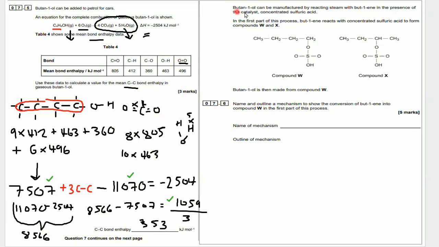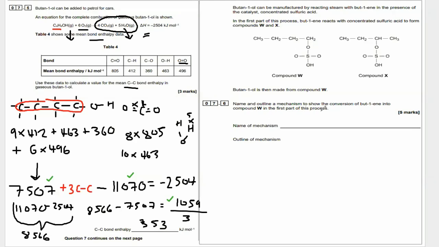We're nearly there. Butan-1-ol can be manufactured by reacting steam with but-1-ene in the presence of a catalyst, concentrated sulfuric acid. In the first part of this process, but-1-ene reacts with concentrated sulfuric acid to form compound W over here and compound X over here. Butan-1-ol is then made from compound W. Name and outline a mechanism to show the conversion of but-1-ene into compound W in the first part of this process. So again, let's just smash straight into it.